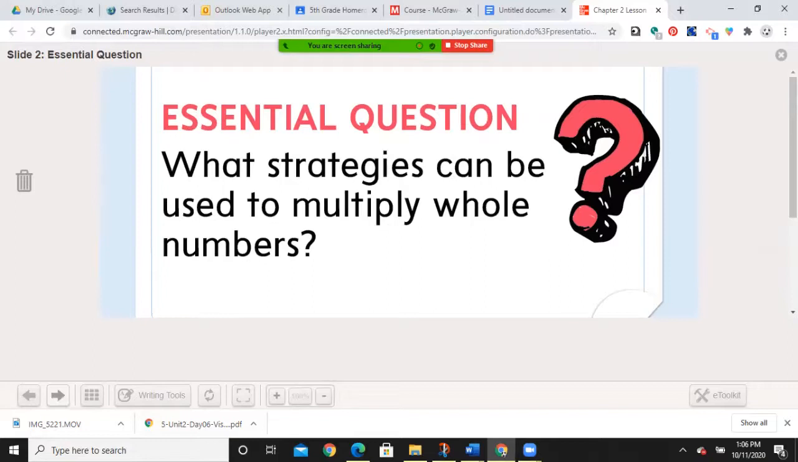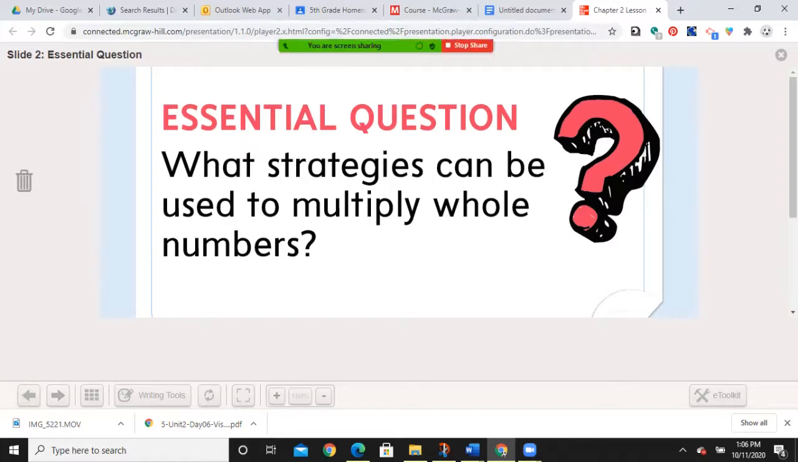The essential question in this lesson is, what strategies can be used to multiply whole numbers? You've seen us use area models. You have seen us learn how to multiply by multiples of 10. You've seen compatible numbers and rounding. You've seen a standard algorithm for multiplying by a one-digit number, and today you'll see it multiplying by a two-digit number, and it's a standard algorithm.